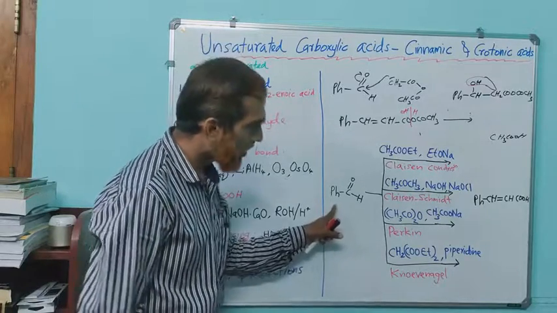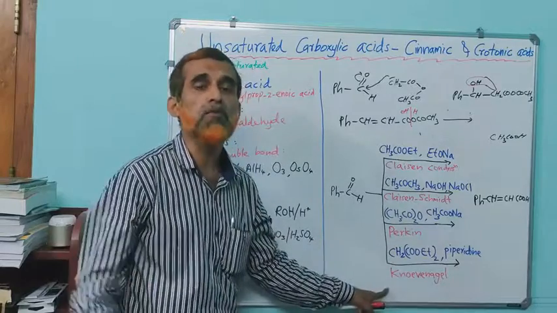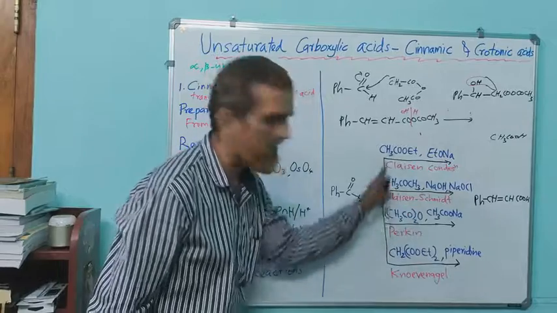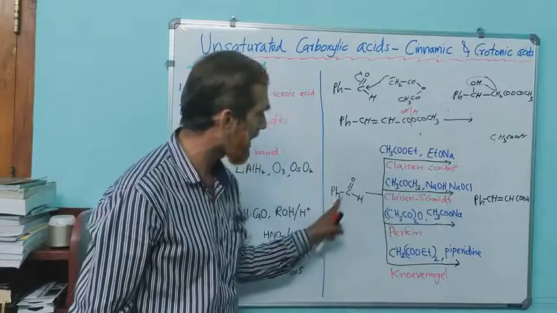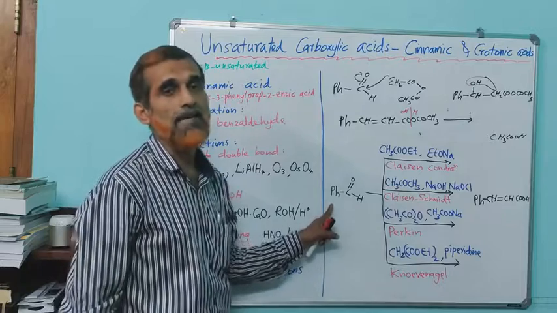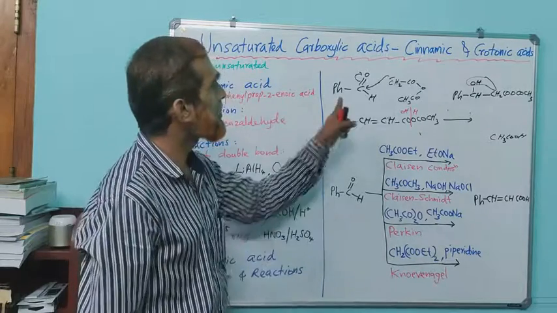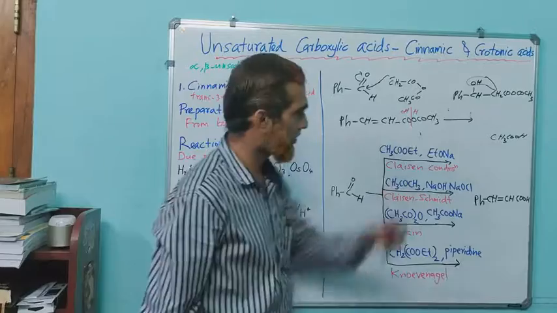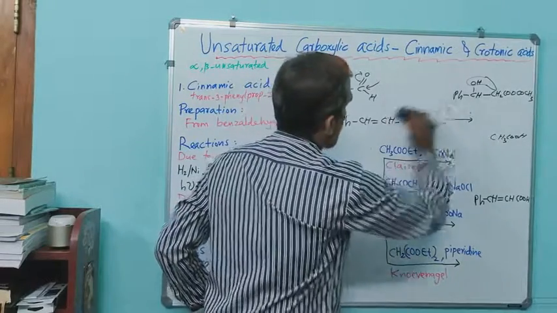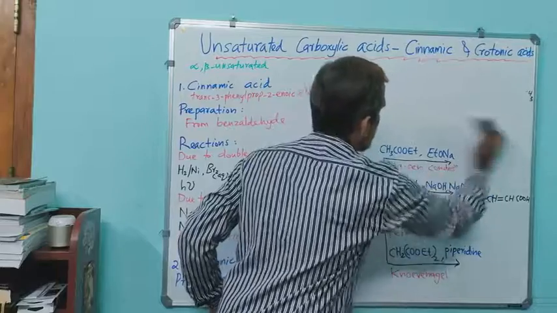Okay, so Knoevenagel reaction can be used for the preparation of crotonic acid also, but not these reactions, because here you have to take aromatic aldehyde, that is benzaldehyde, to give you cinnamic acid only. Okay, so let us see about what happens in Knoevenagel reaction.